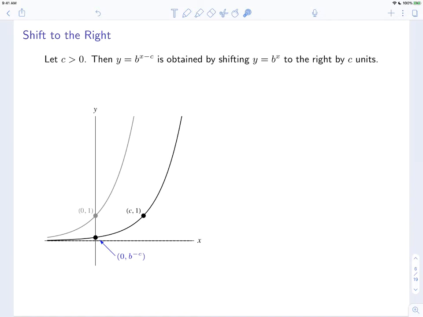So if you look at the graph, what I have in gray is the parent function. This is y equals b to the x. And in order to obtain y equals b to the x minus c, we shift to the right by 3 units. As you can see, if we look at this y-intercept, we just pick it up and we shift it to the right by c units. So this length right here, that's c units.